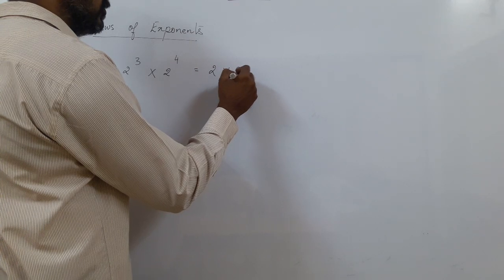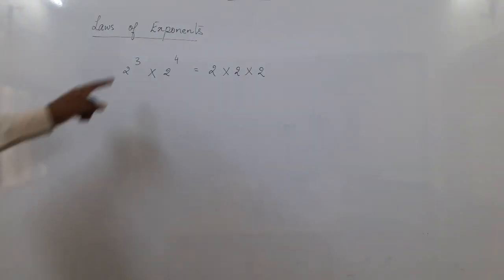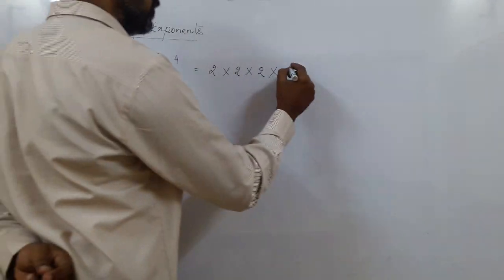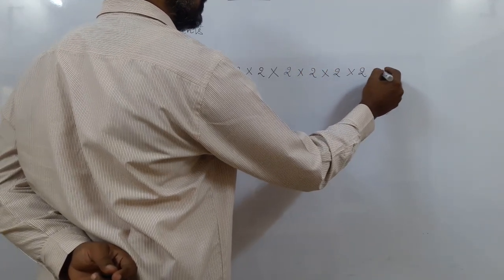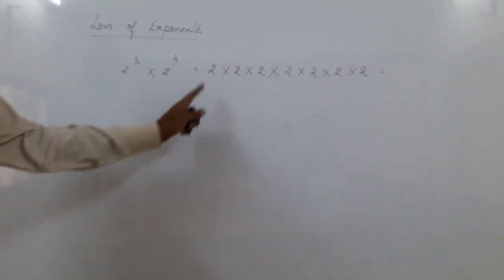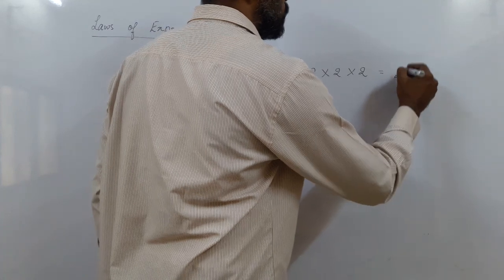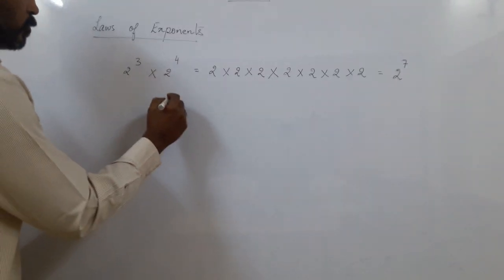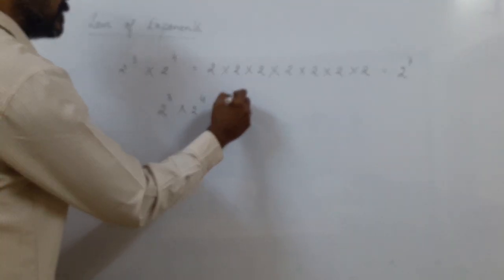So what is 2 cube written? 2 into 2 into 2. We need the method of prime factorization. So 2 cube is 2 into 2 into 2, and 2 raised to 4 is 2 into 2 into 2 into 2. So what did you get? 1, 2, 3, 4, 5, 6, 7. So you got 2 raised to 7. So we can write 2 raised to 3 into 2 raised to 4 is 2 raised to 7.